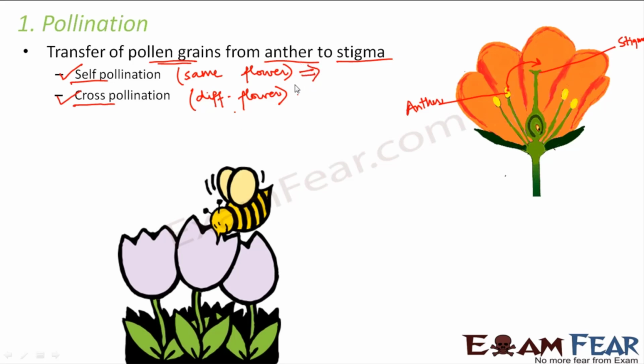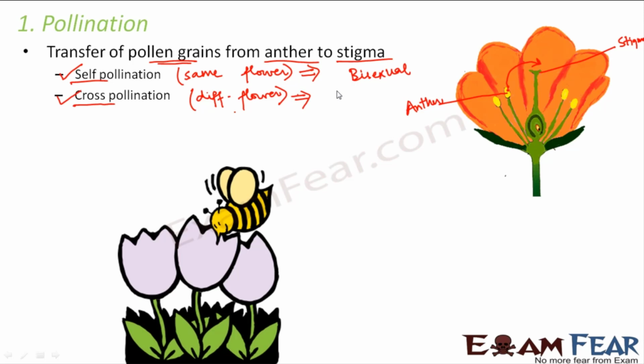Now self-pollination is possible only for bisexual flowers, because bisexual flowers are the ones where we have both the male part and the female part in the same flower. So anther and stigma will be present in the same flower. But if it is a unisexual flower, you will not have both anther and stigma in the same flower. So self-pollination occurs mostly in bisexual flowers, whereas cross-pollination occurs both in unisexual as well as bisexual flowers. In unisexual flowers, since either anther or stigma will be there, obviously there has to be cross-pollination.